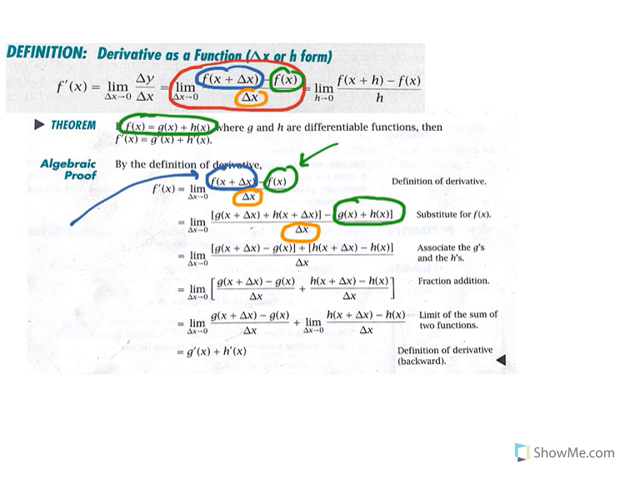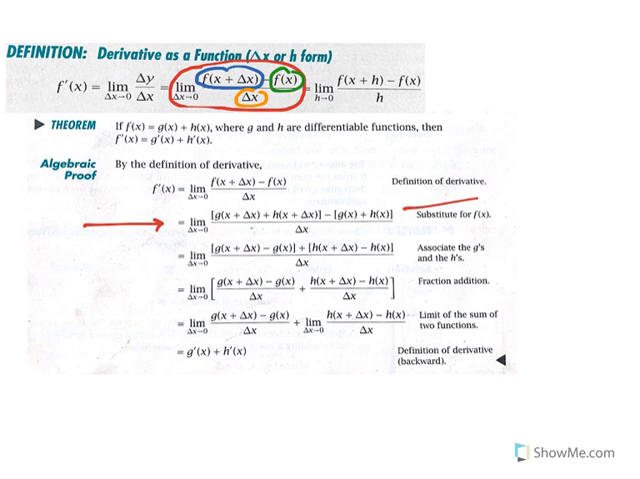And for the blue part, we have the function f evaluated at the input x plus delta x. But what is the function f? It is the function g plus the function h. So we have, for the blue part, the function g evaluated at x plus delta x plus the function h evaluated at x plus delta x. So that's the blue part.